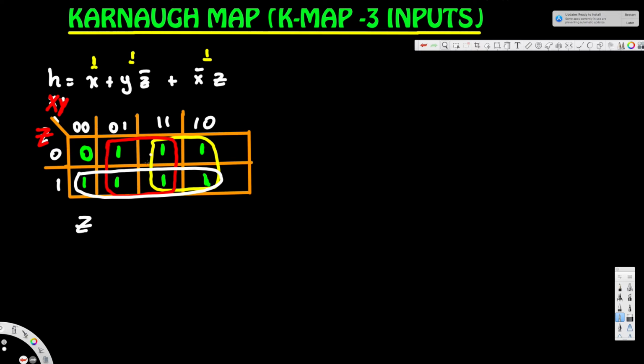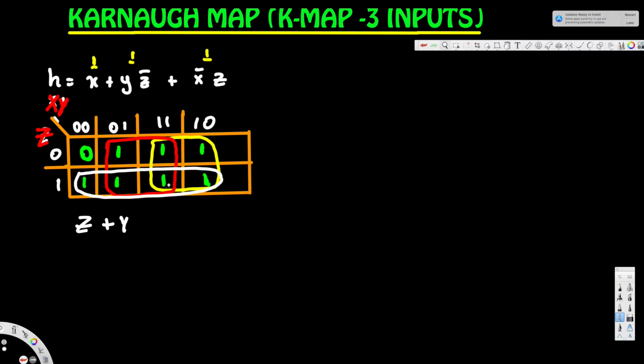For the red one, let's look at what's not changing. X is going from 0 to 1, so x is changing. Y is 1, 1, so y is not changing and we can put y. Z is going from 0 to 1, so z is changing, and we don't put that one.